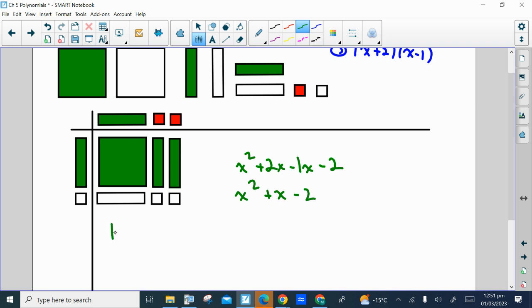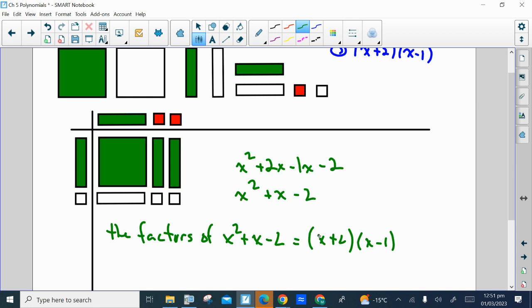So that means the factors of x squared plus x minus 2 are x plus 2 and x minus 1. Factors are things that multiply together to get what you start with, and we multiplied those two binomials.